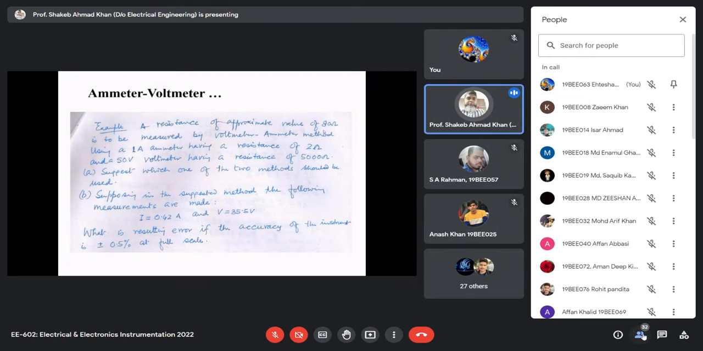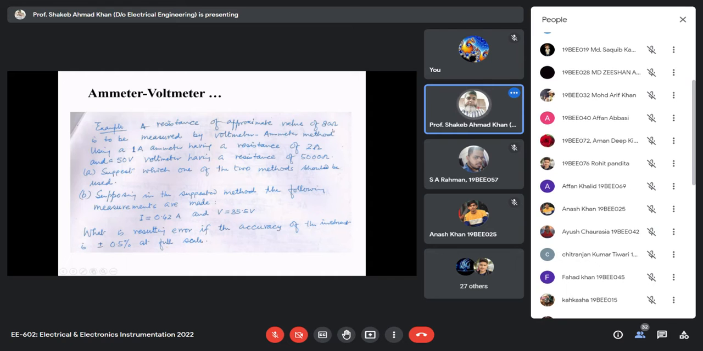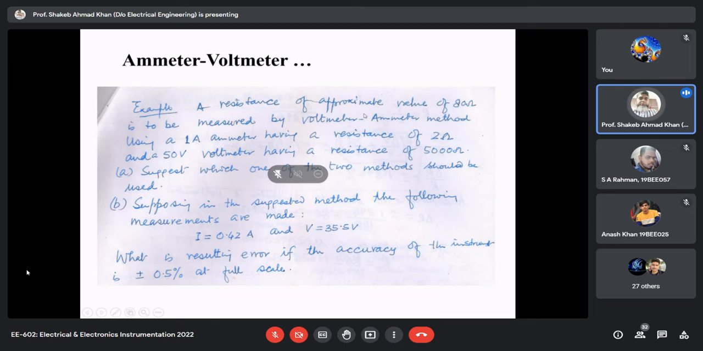So in this problem, the approximate value is given as 80 ohm, although it will be near about 80 ohm. It won't be exactly 80. So now you have an idea of the range in which your unknown resistance is. Anyway, it is to be measured by the ammeter voltmeter method using a 1 ampere ammeter having a resistance of 2 ohm, and a 50 volt voltmeter having a resistance of 5000 ohm. Suggest which one of the two circuits in the voltmeter ammeter method should be used. Now I want you to give the answer.